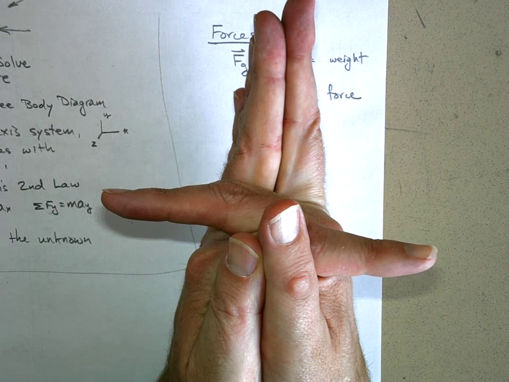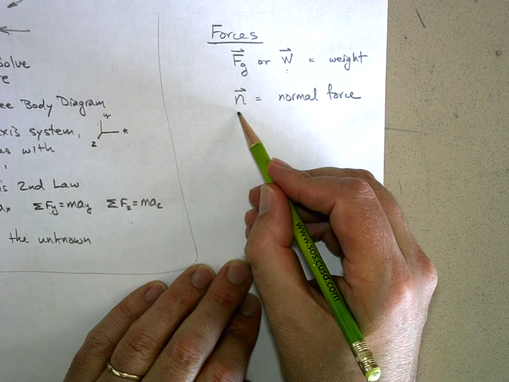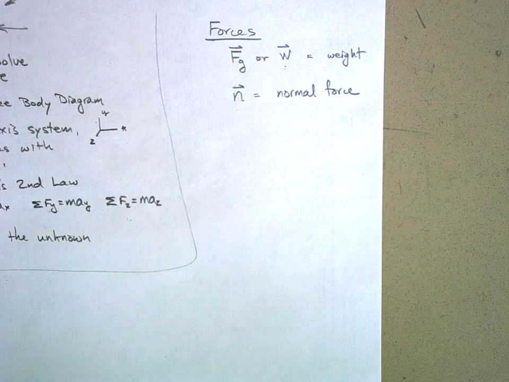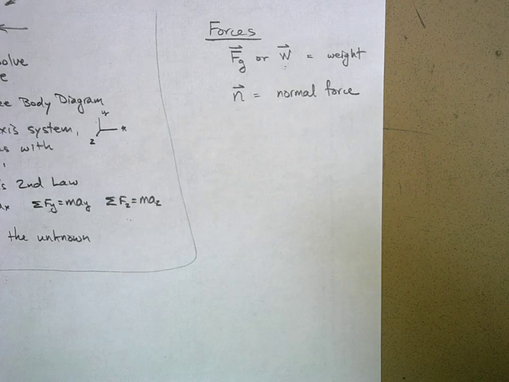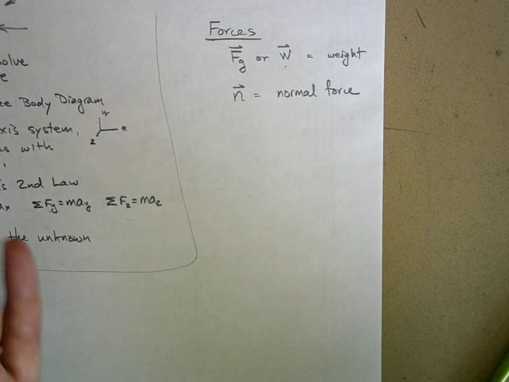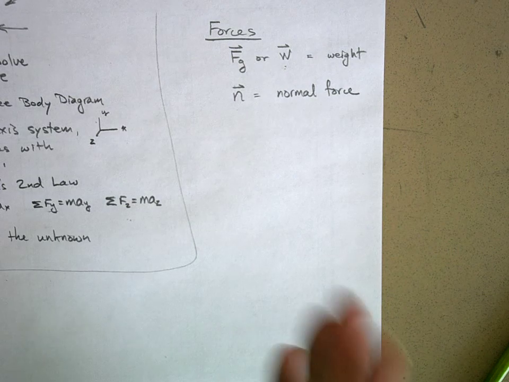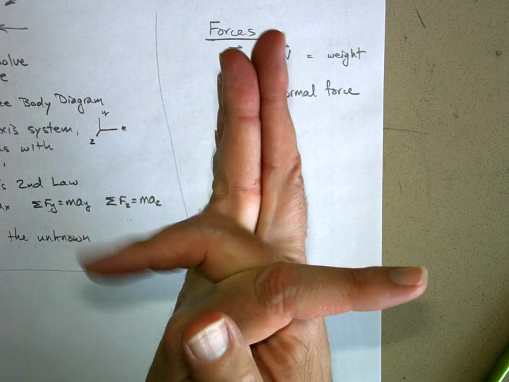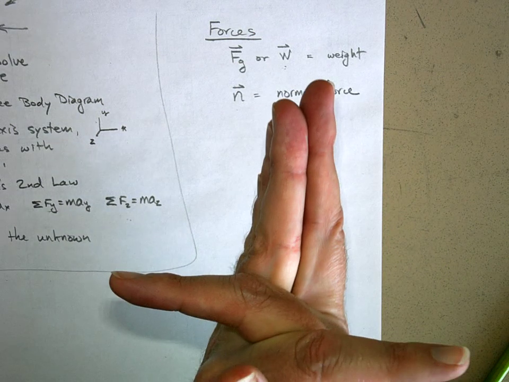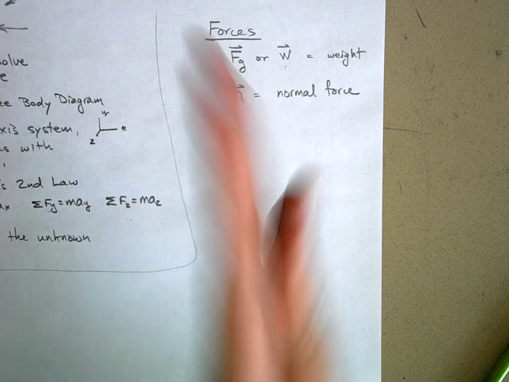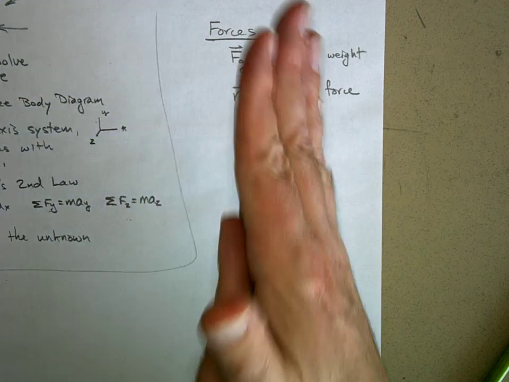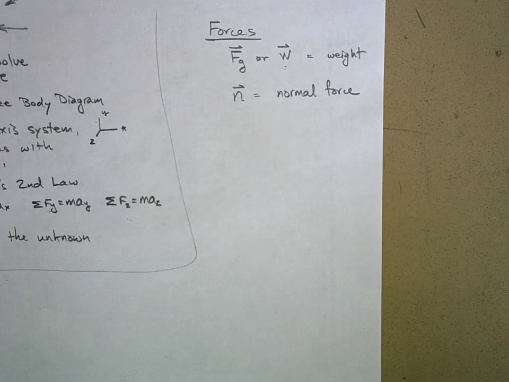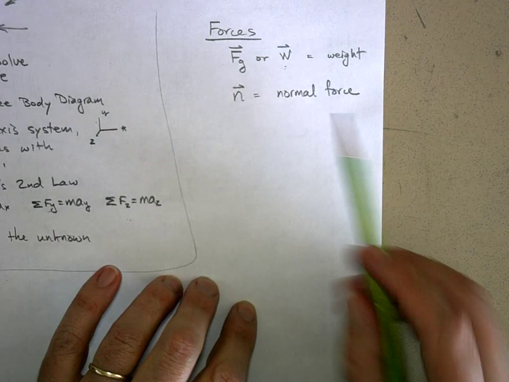The word normal in mathematics is another word for perpendicular. And I don't know why they just don't call it the perpendicular force. But when you have two surfaces pressed together, you have two components to that force. The component that is perpendicular to those surfaces, we call the normal force. The component that is parallel to the surface, we call the friction force. And we're going to get to friction later on, probably next week. But right now, when you have two surfaces pressed together, it's called a normal force.